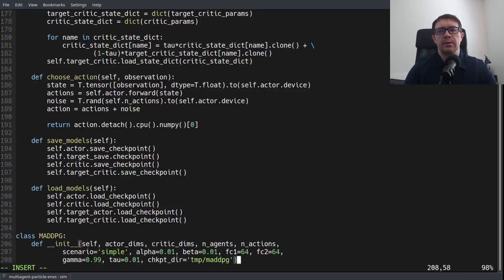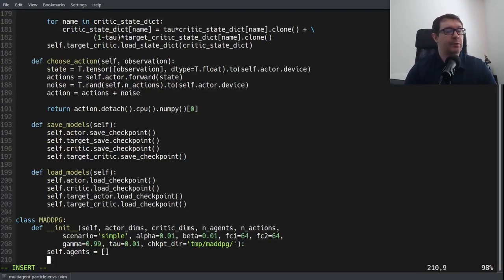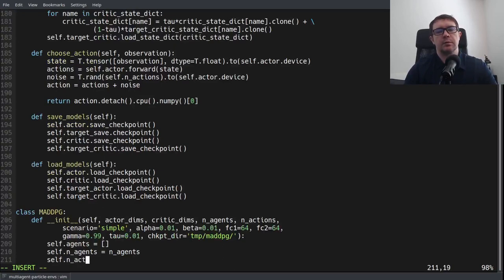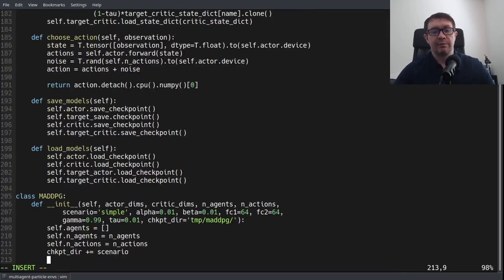Temp MADDPG, we need to do a make directory on that. Okay, so now we need a list of agents to keep track of our adversary and two cooperating agents. Number of agents, number of actions. Now we want to go ahead and take into account the fact that we also have scenarios for different environments.